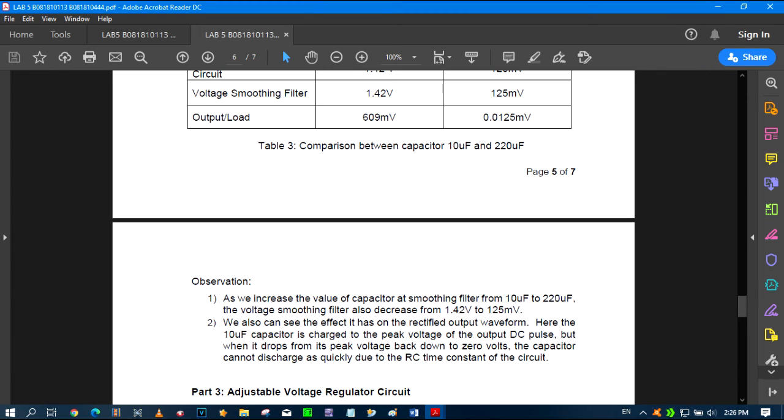But we can improve this still by increasing the value of the smoothing capacitor. Here, we have increased the value of the smoothing capacitor from 10 microfarad to 220 microfarad, which has reduced the ripple, increasing the minimum discharge voltage from the previous. The effect of supplying a heavy load with a single smoothing or reservoir capacitor can be reduced by the use of a larger capacitor, which stores more energy and discharges less between charging pulses.